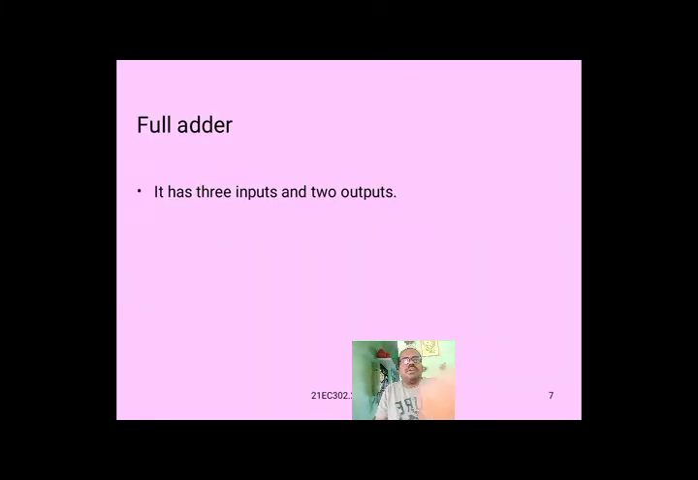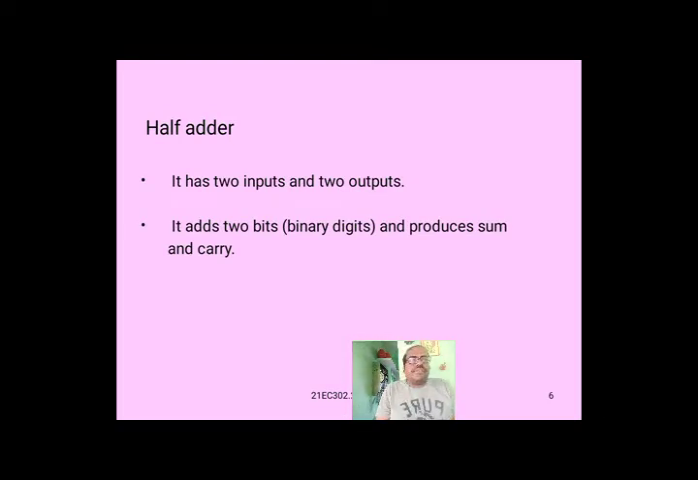Please note down the half adder definition. It adds two bits, that is binary digits, and produces sum and carry. See, the major difference between half adder and full adder is, half adder takes two inputs and full adder takes three inputs. And the similarity is, half adder has two outputs and full adder has two outputs. The output names are sum and carry.